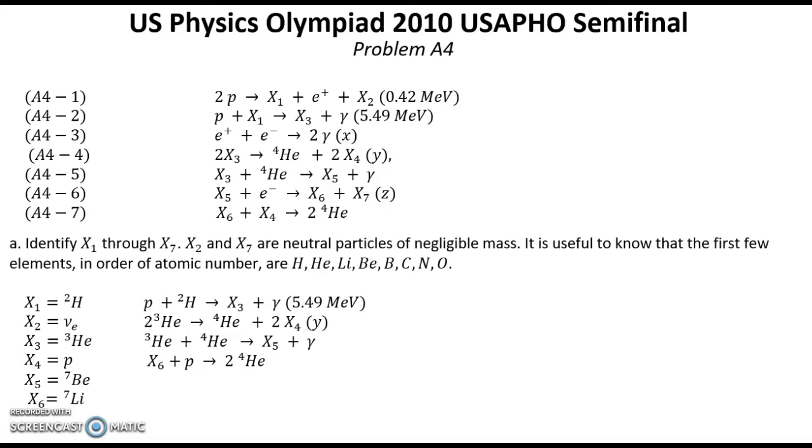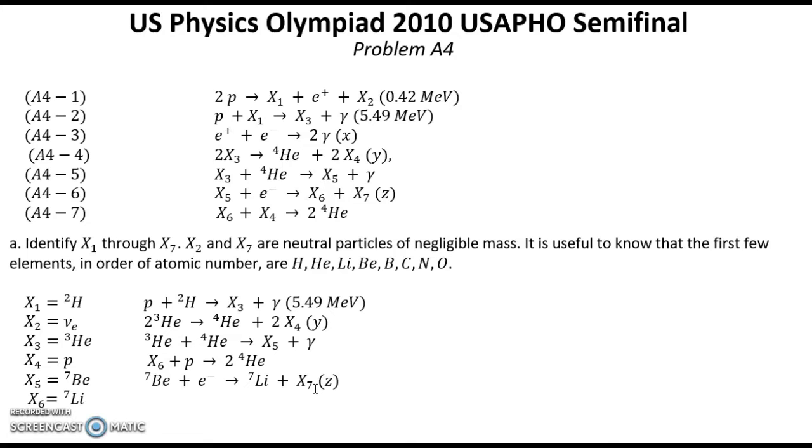And now let's go to reaction 6. Here we already know what x5 and x6 are, and let's replace them. On the left we have beryllium 7 with a total mass 7 and charge 4, plus electron with a charge negative 1, so total charge is 3. And on the right we have lithium with a charge 3 and mass 7. So it means that particle x7 has a negligible mass and charge 0.